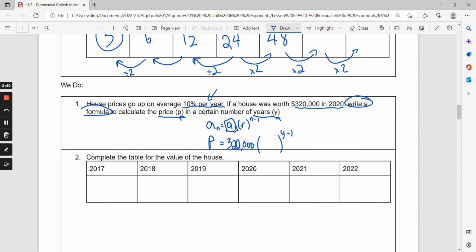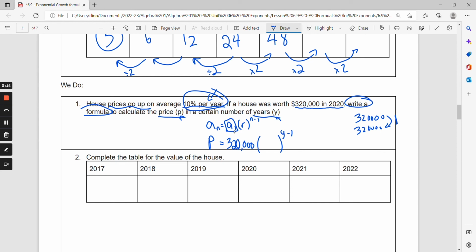So it says that I'm going to go up an average of 10% per year. So if I went up 0% per year, let's imagine that that happened. My change as we went from 320,000 to 320,000, I would say that my common multiplier, the number I would multiply by, is 1. So if it did not change at all, my common multiplier is 1. But it did change, and it went up. So I know it's going to be more than 1.